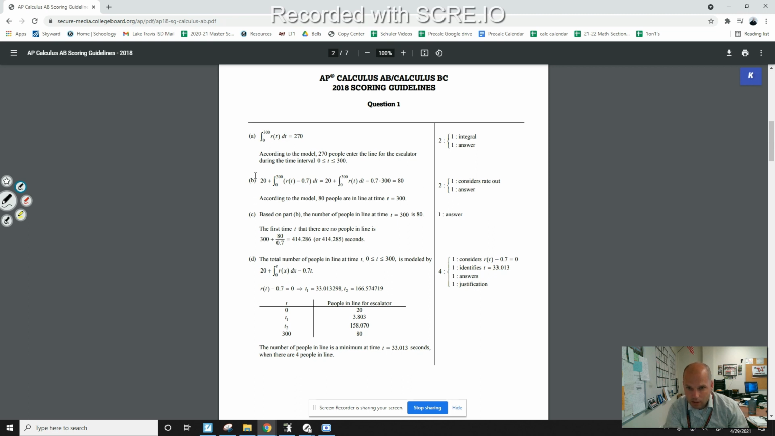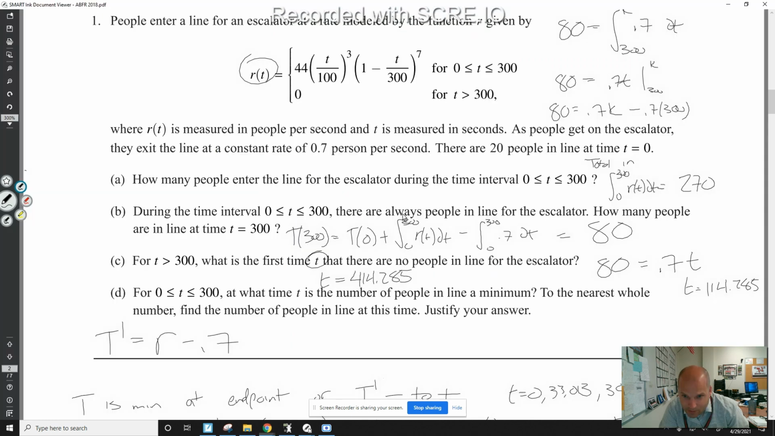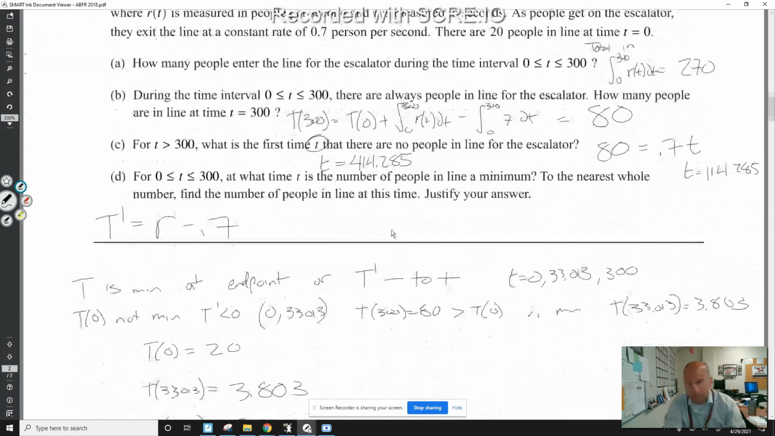Getting the answer 80, and if you got 80, you get 2 points. Part C, 414.285 was only worth 1 point. Okay, and that's including, what did they do? They did 300 plus 80 divided by 0.7, however you did that. Like, different ways to get that. But 414.285, just 1 point.